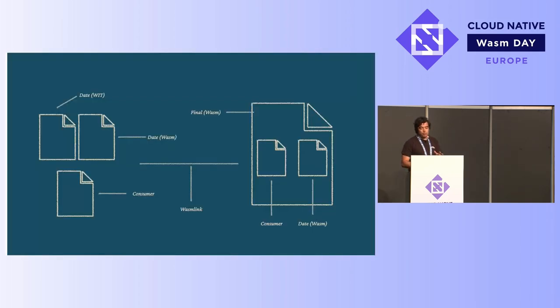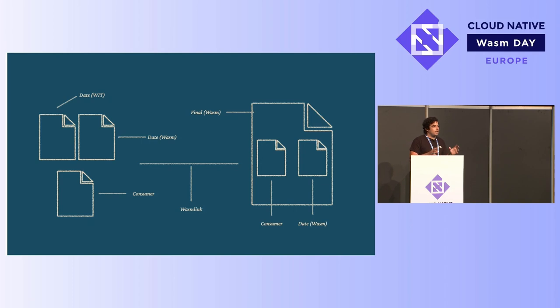So the idea behind WASM Link is that you give WASM Link a consumer module, like our JavaScript module, a set of interface types, and then another implementation of the date module that is exporting the functionality that you want, and then it creates a statically linked module that contains all that functionality and both modules communicating together.